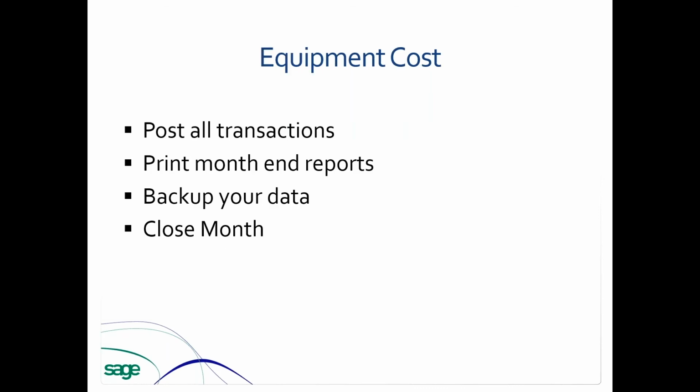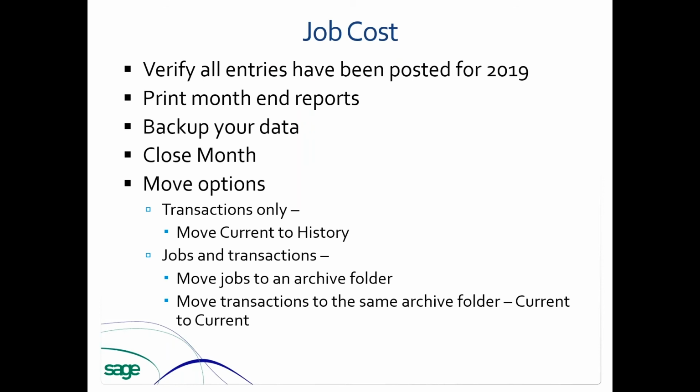Same with equipment cost. If you're running equipment, you just simply run through a month end, print your reports, make your backup, and close the month. Equipment does not have a close year, so you're simply continuing to close the month every month. Same for job cost. We don't have a close year. So again, you're just verifying that everything has been posted, printing your month-end reports, making your backup, and then closing your month.